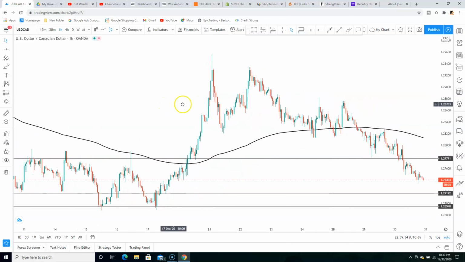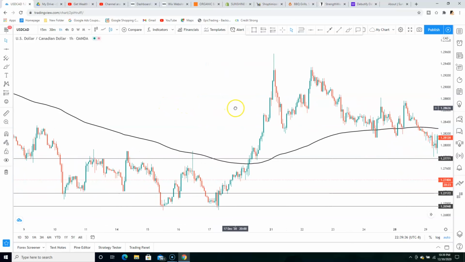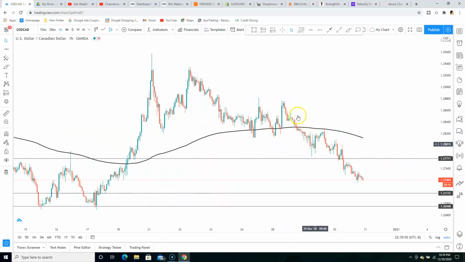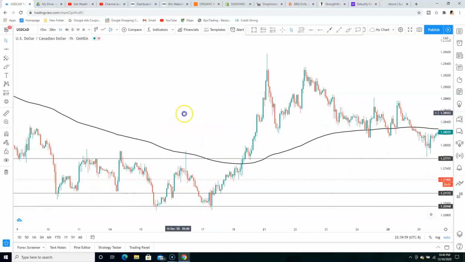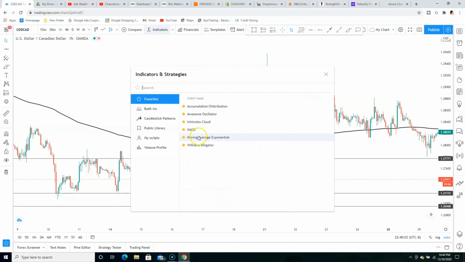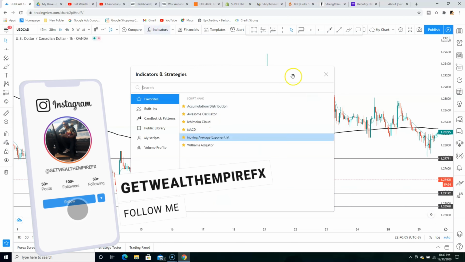Now, when you have the 200 moving average on your chart, when price is above the 200 EMA, you're only looking for buying opportunities. Don't look for sell opportunities when price is above the 200 EMA. And when price is below the 200 EMA, you're looking for selling opportunities. Don't look to buy when price is below the 200 EMA. It's that simple. Now we're going to add another indicator, moving average exponential.